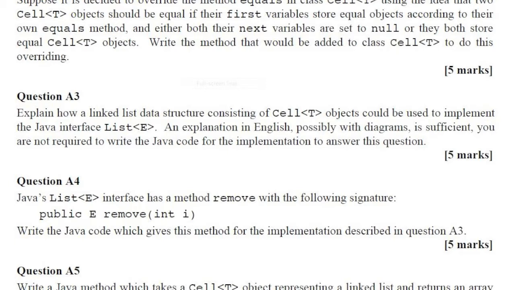Question number 3. Explain how a linked list structure consists of cells can be used to implement the interface list. An explanation in English is sufficient. Possibly with diagrams, you're not required to write code for implementation to answer this question.